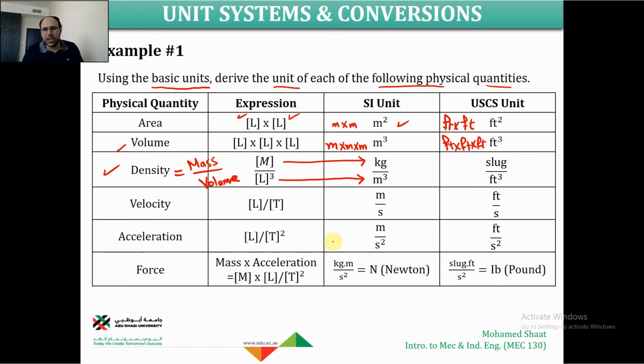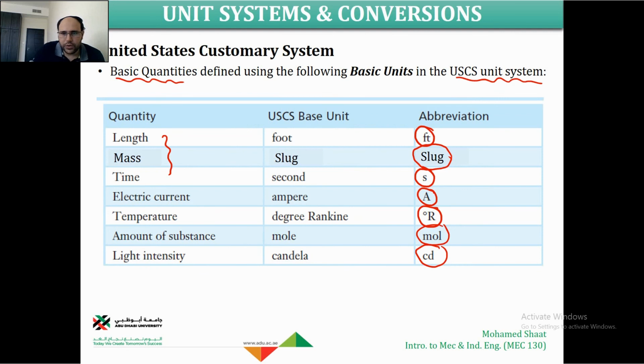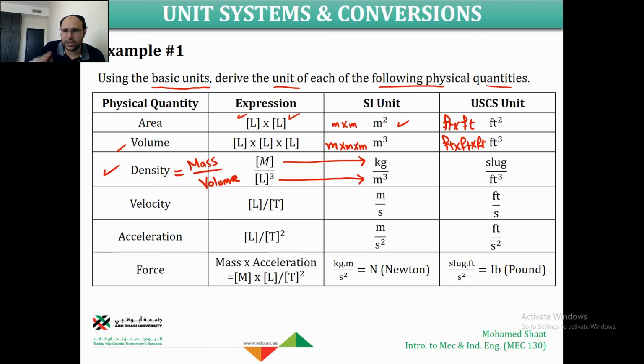So that's why it is kilogram per meter cubed, and this is the basic unit for the density in the international system. How about the same unit but for the American system? What is the basic unit for the American system? For the mass, it is in a slug. This is the basic unit for the American system for the mass. So the mass should be in a slug.